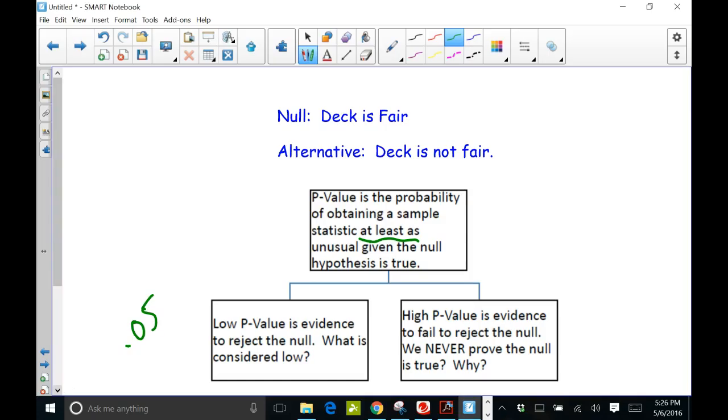We never say they're innocent, because we could come up with more evidence, and that evidence could actually show that the null was false. Think the OJ trial. They found him innocent, but obviously more evidence could have come in and we could have found him guilty. So we never prove the null is true. We never accept it in any form.